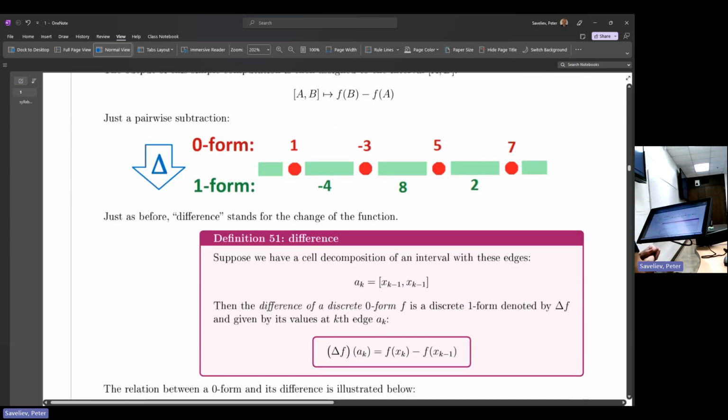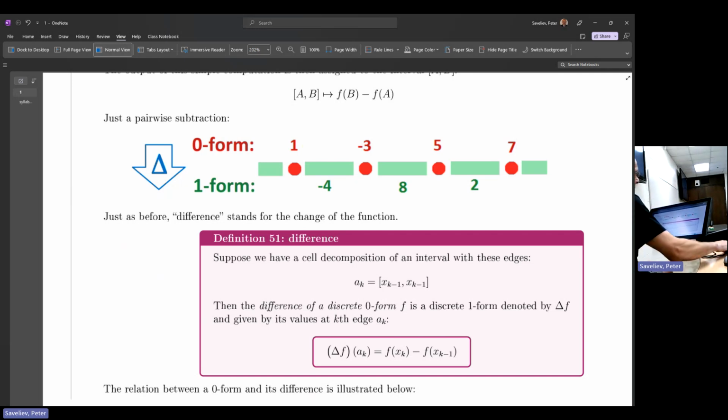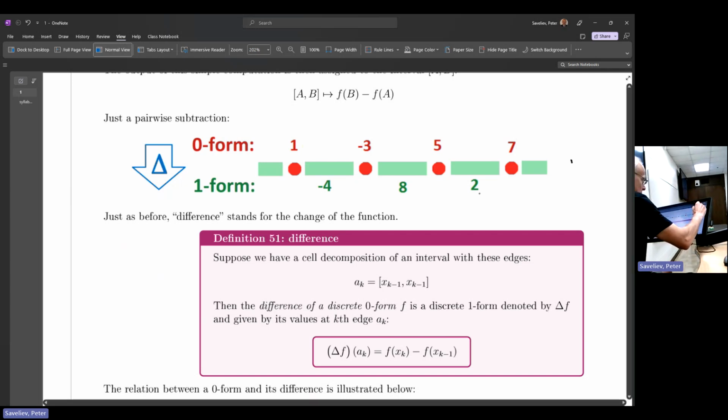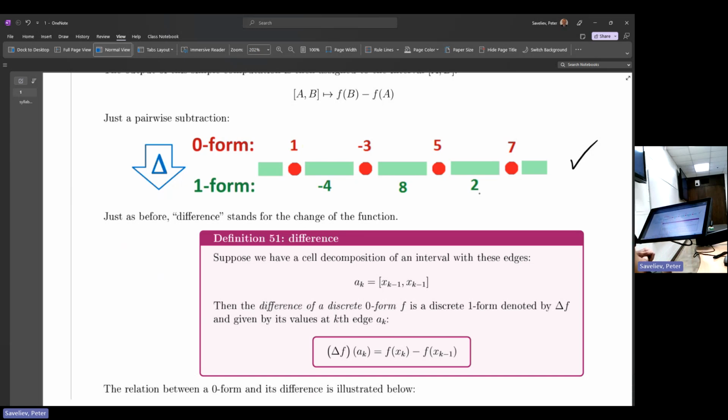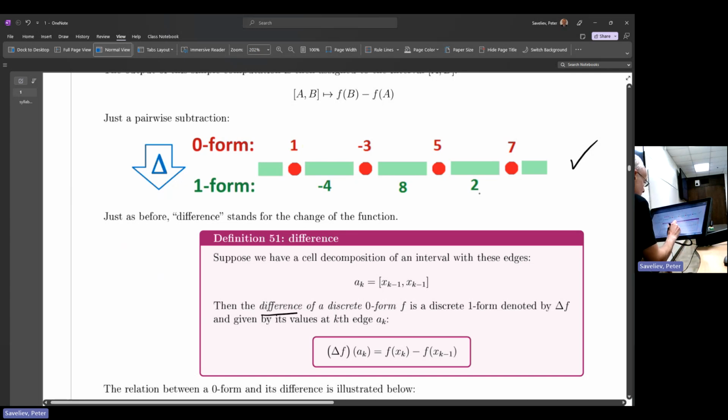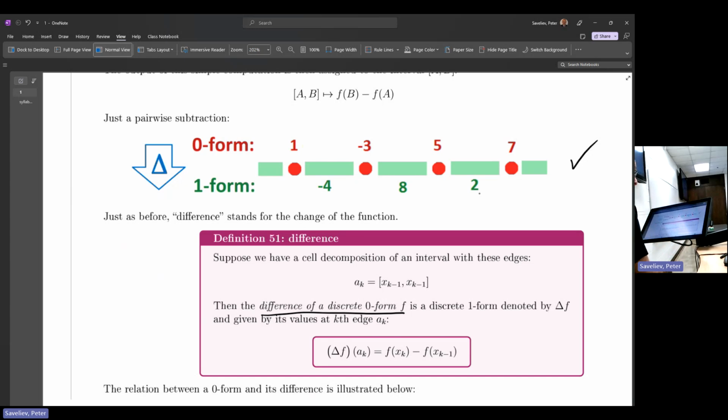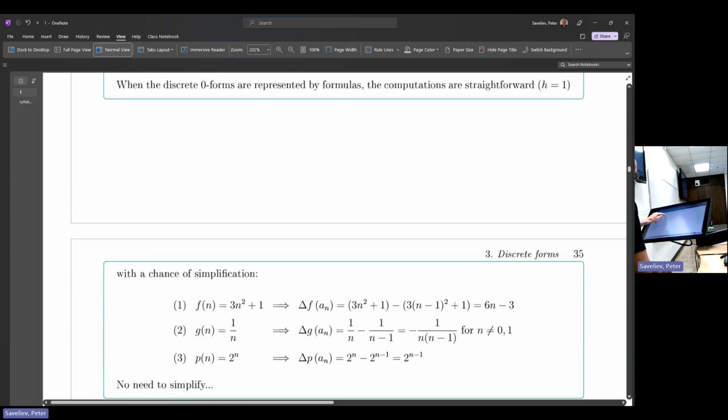The notation here is a little funky, but this is a better explanation of what I'm looking at. And this is just for the record the formal definition of the difference of such a function, of a zero form. So the difference of a zero form is computed through consecutive subtractions, and the result is a 1 form. Once again, zero form assigned to the nodes, 1 form assigned to the edges. Okay, so this is how the algebra works.